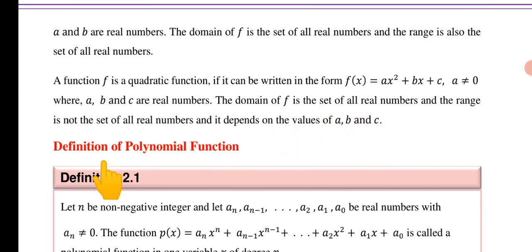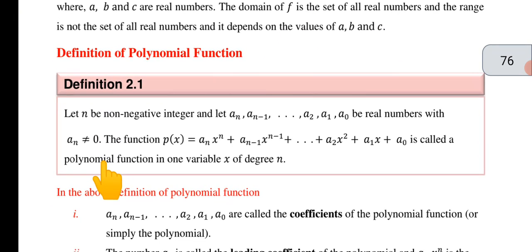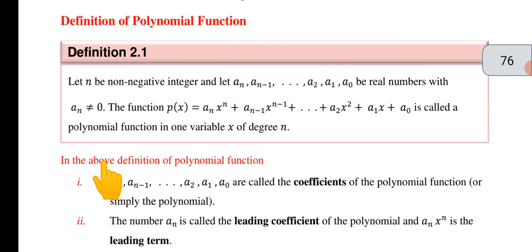Good. Definition of polynomial functions. We will see the definition of polynomial functions in the next period.